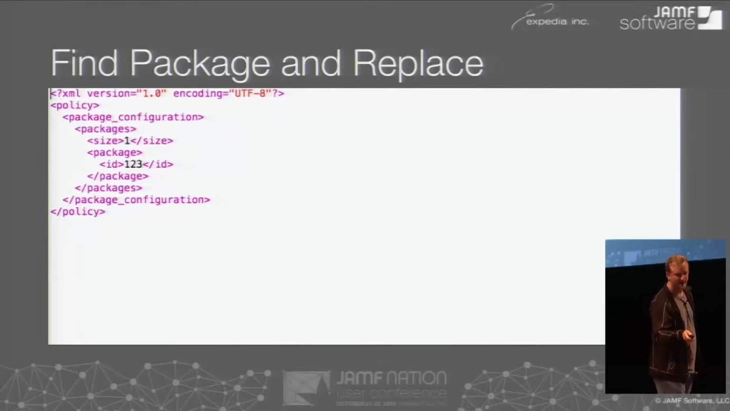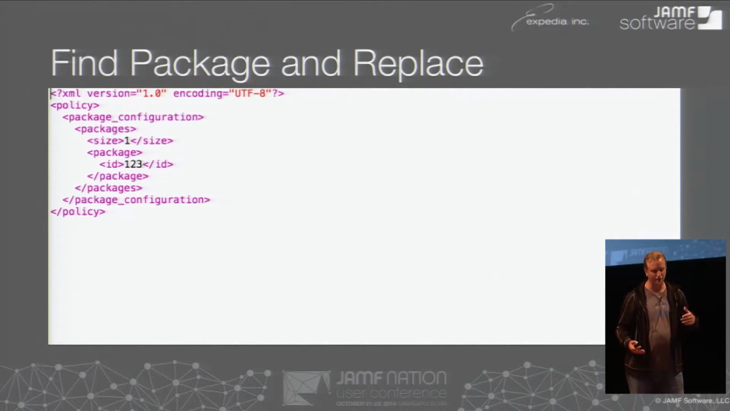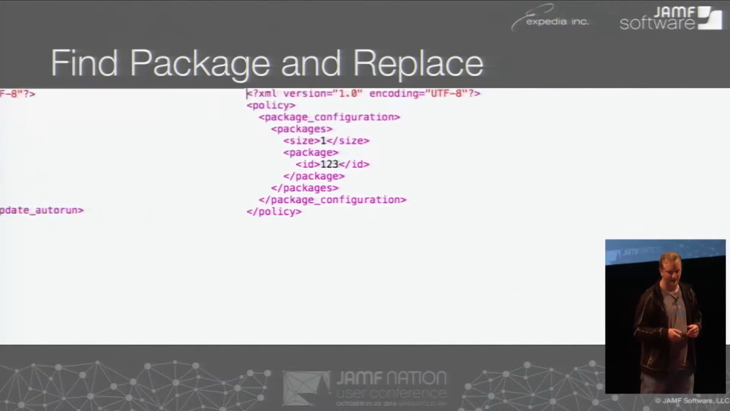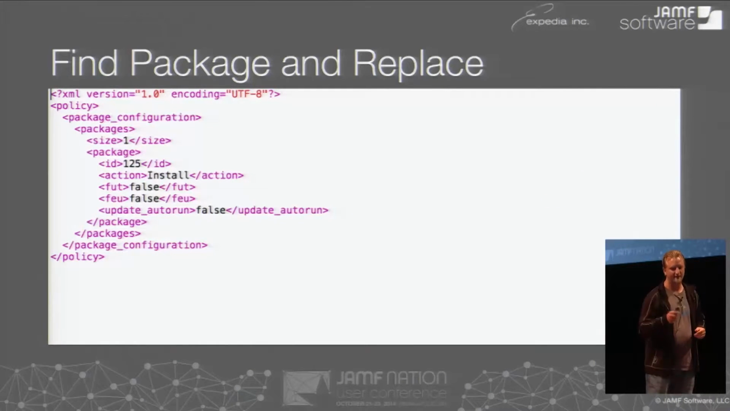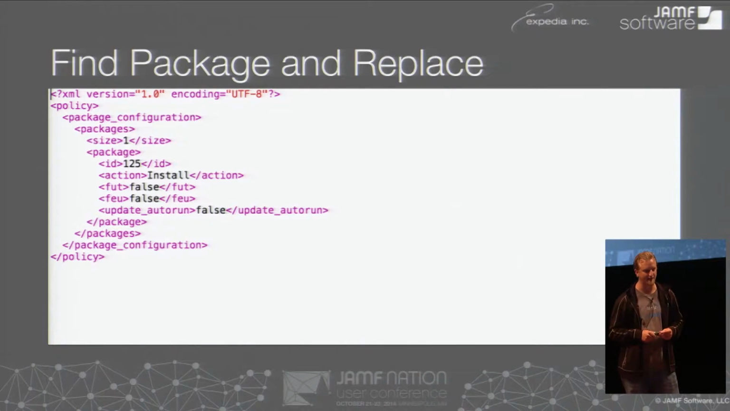This is what that looks like after I get rid of everything. In this case, it's looking at ID 123. And this is immediately after getting rid of all of the trailing lines, so all I have is the ID. And then I replace it with ID 125, that action, that failure template, all that data that's needed to define that package.